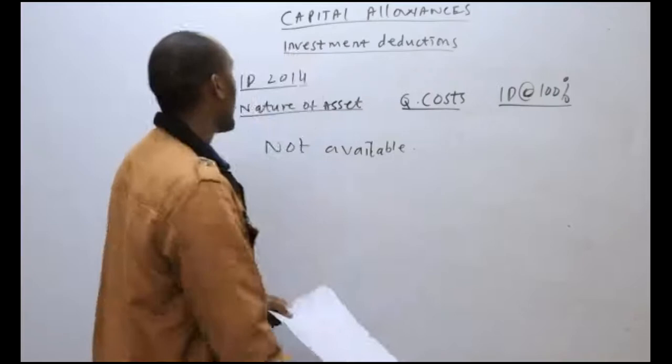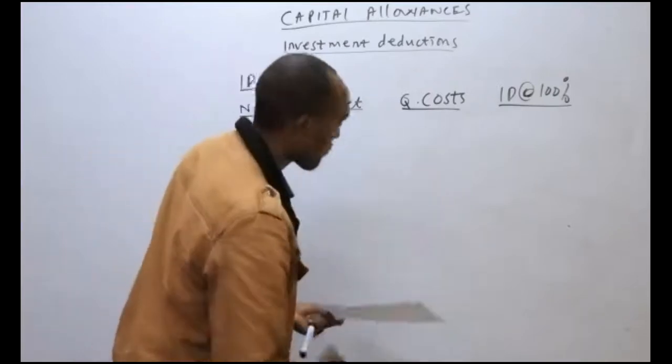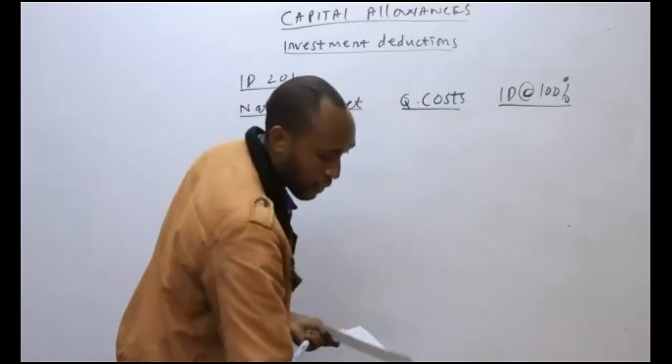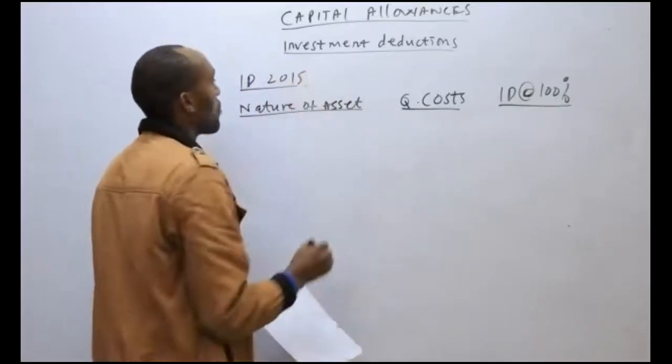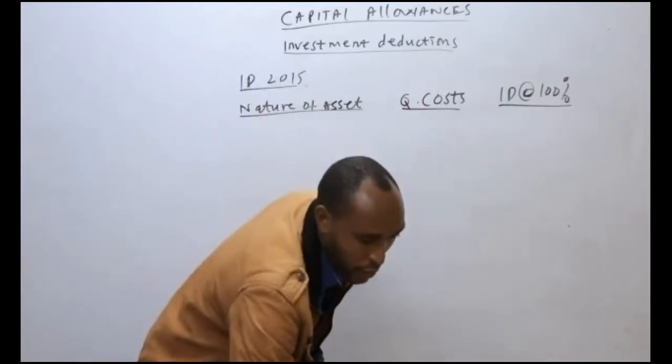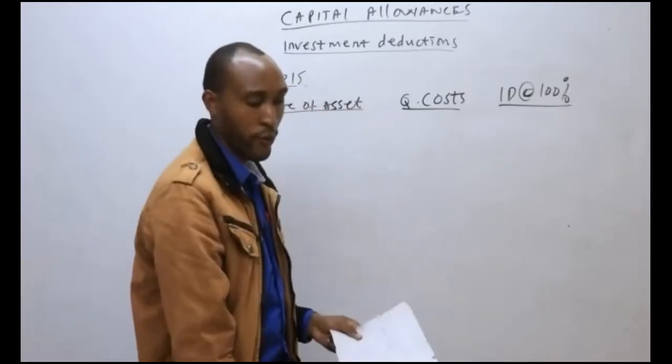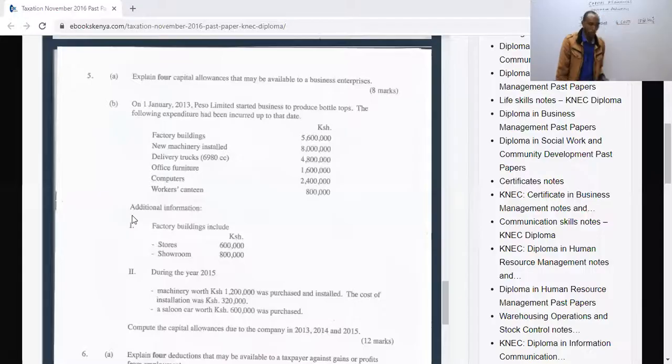So again, we go to 2015. We look for investment deduction for 2015. So let me share again the question a little bit. Okay, so 2015, what was bought? Machinery worth 1.2 was purchased and installed. The cost of installation was 320,000. A saloon car worth 600,000 was purchased. So we ask ourselves, what qualifies for investment deduction there?